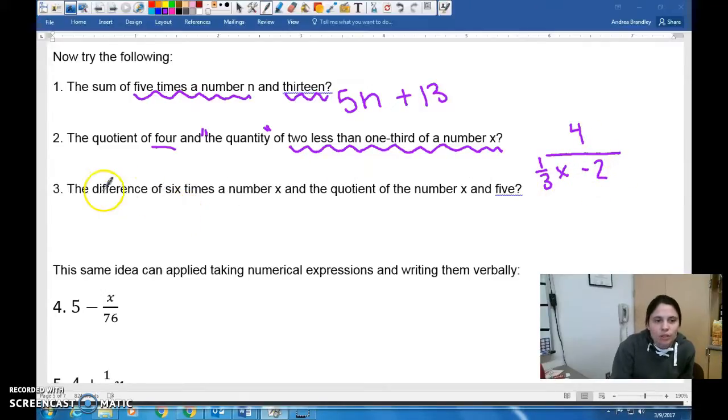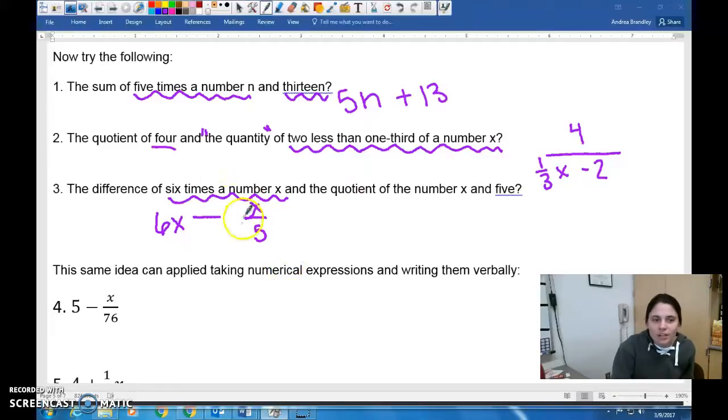Then the last one starts with the difference, which is subtraction. So it's the difference of 6 times a number x is my first part. So I have 6x. And the quotient, so I'm going to be dividing again, of the number x and 5. So I have 6x minus x over 5.